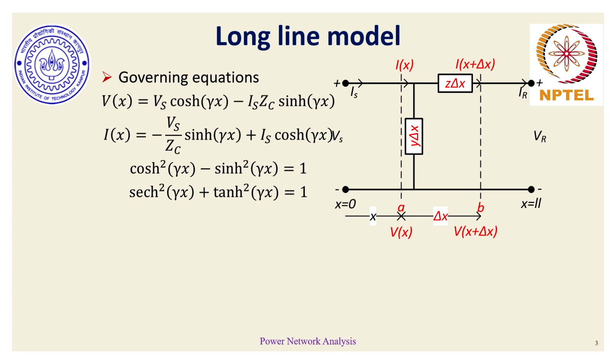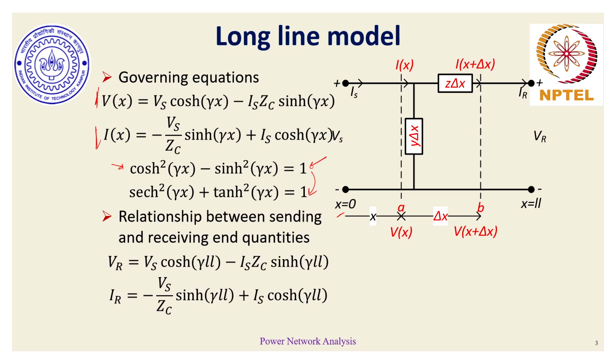So, for the long line model, we had seen our V of x and I of x, where Vx and Ix are per phase voltage and current measured from the sending end. Sending end is at x equal to 0. And we have seen this relationship in the previous slide. If we divide this expression by cos hyperbolic square gamma x throughout, and rearrange terms, we would also get the second equation.